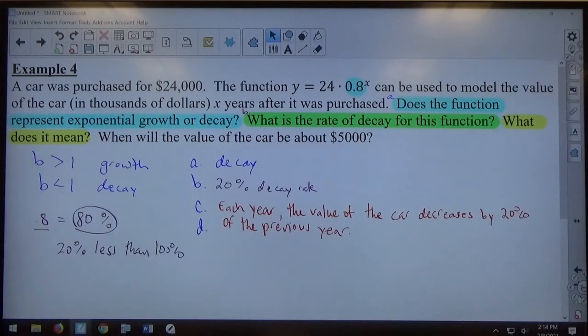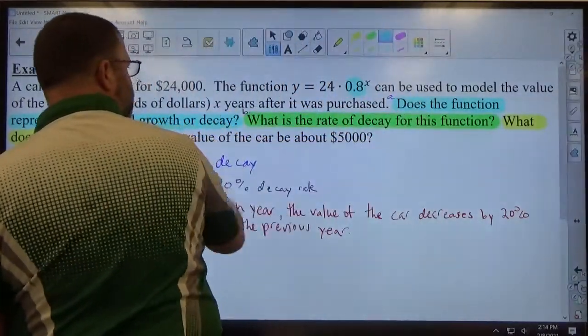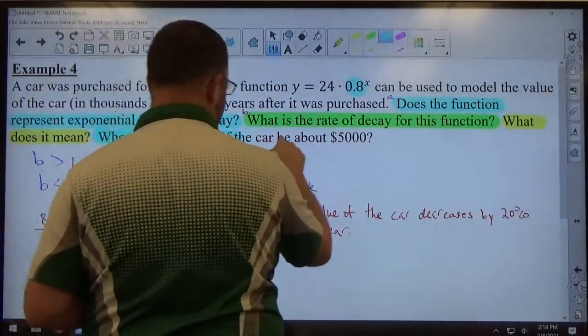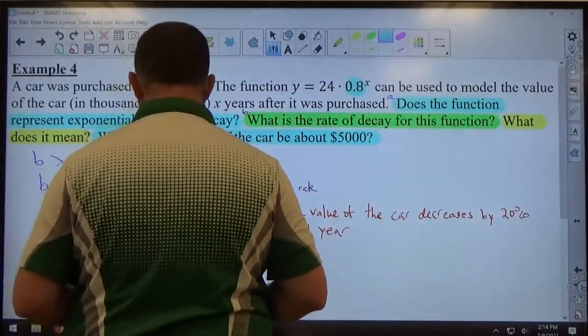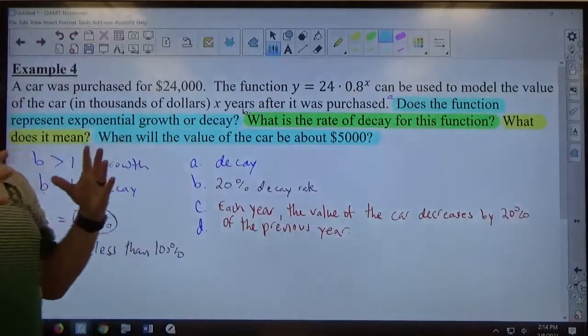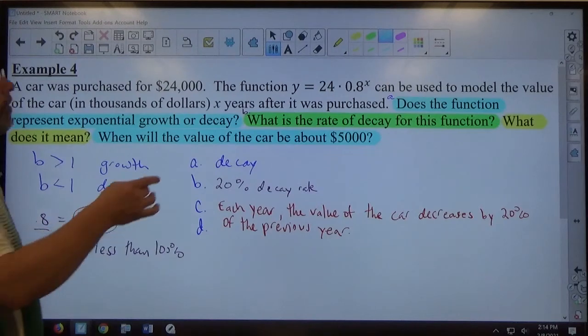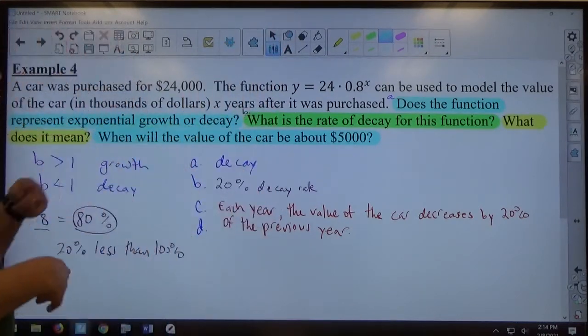All right. Finally, when will the value of the car be about $5,000? Question B. Now you guys don't have the mathematical skill yet to solve this equation using normal solving technique. That uses logarithms. We're going to learn that later this week. But for right now, this is a guess and check problem. You guess and see if it's right. If it's right, great. If it's wrong, then try again.